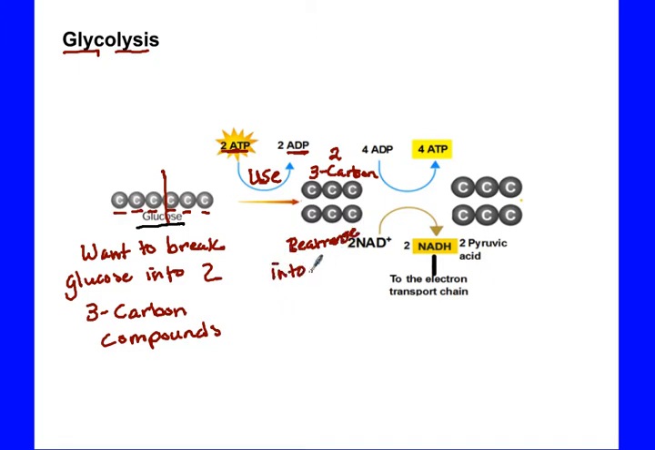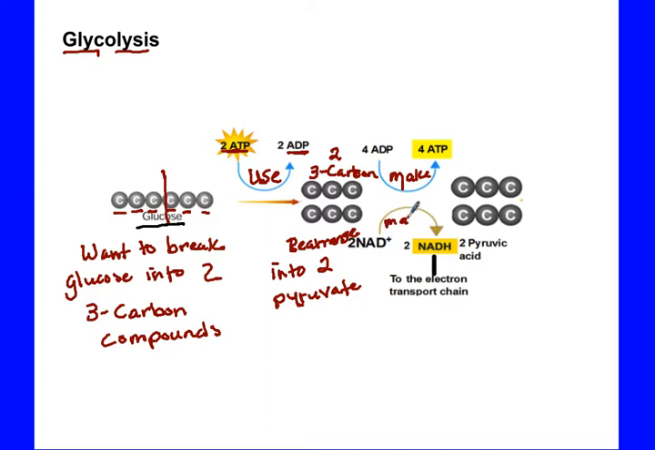And they're going to be rearranged into 2 molecules called pyruvate or pyruvic acid. That's the same thing as pyruvate. Okay, now in order for us to rearrange the molecules into pyruvic acids, we're going to need to make 4 ATPs. Okay, and then we're also going to make a couple of NADH molecules.